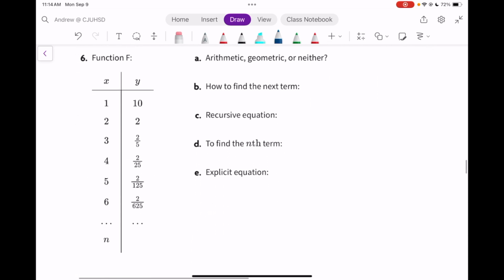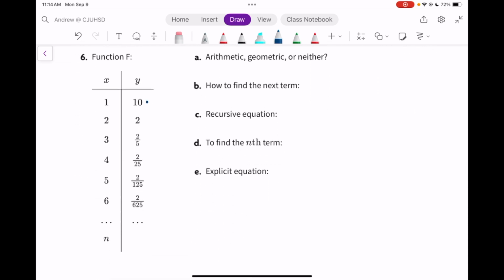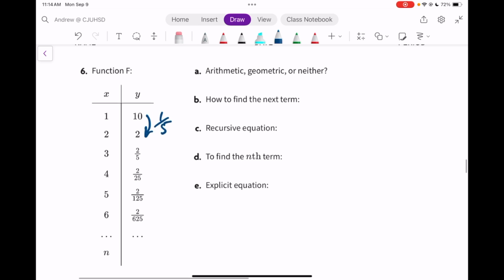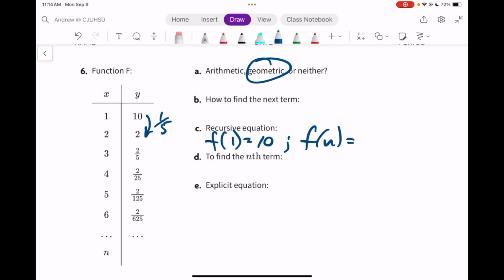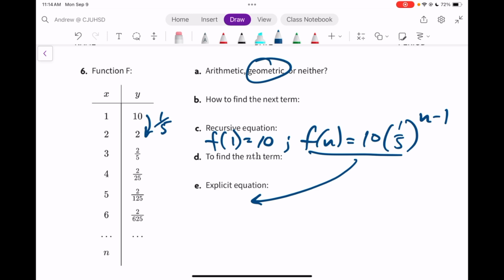And function f is multiplying by 1/5. The r is 1/5 on this one. So it is geometric. The recursive is going to start at 10, and then f of n is 10 times 1/5 to the n. Oops, I did explicit again. N minus 1. That one would go down here. The recursive is f of n is f of n minus 1 times 1/5.